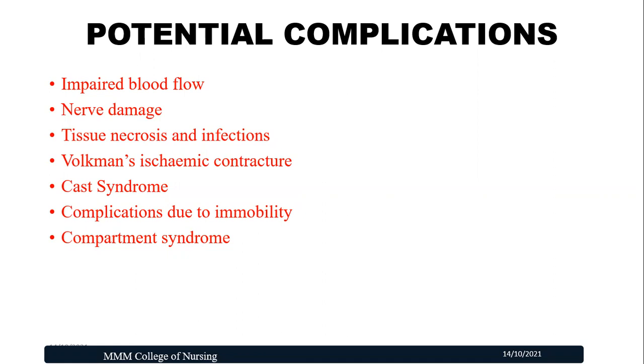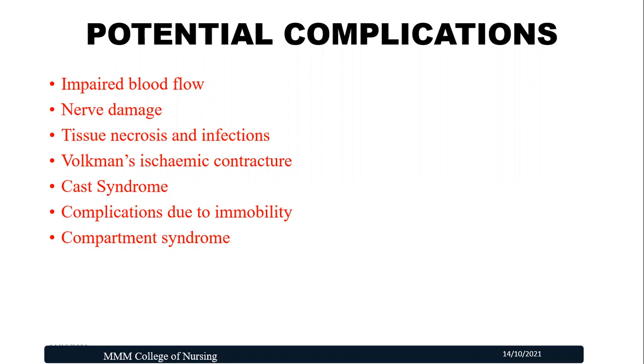The next is the cast syndrome. This cast syndrome is usually expected when the body spica or hip spica is applied, because there will be a gastric dilatation with partial or complete obstruction of the duodenum because of the too tight application of the body spica. The next complications are all the complications that are expected of immobility, which can also be expected when the patient is applied with the POP, like impairment of circulation, skin breakdown, etc.